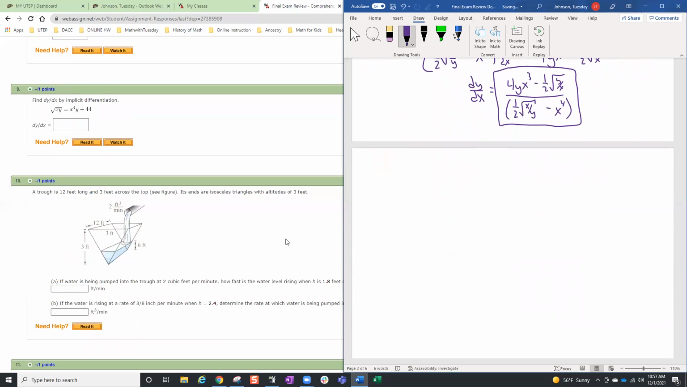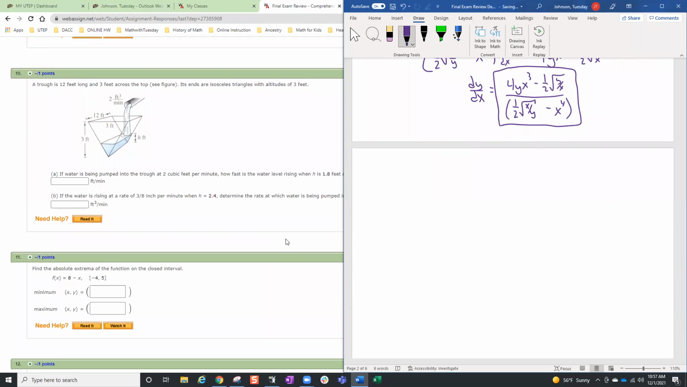All right, that's the first 9. Everybody's favorite problem is the trough. The trough problem. Let's go ahead and work through this one. A trough is 12 feet long, 3 feet across the top, and its ends are isosceles triangles.